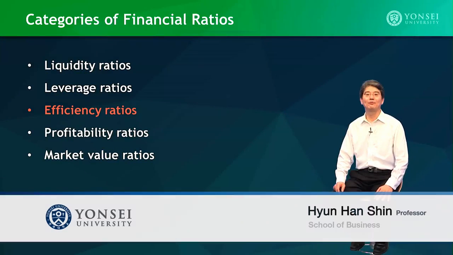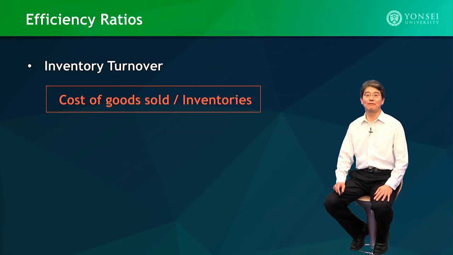In this class, we would like to talk about efficiency measures. The efficiency measures are often called asset utilization ratios, and they are usually turnovers. The first turnover ratio is inventory turnover ratio. It is defined as cost of goods sold divided by inventories.